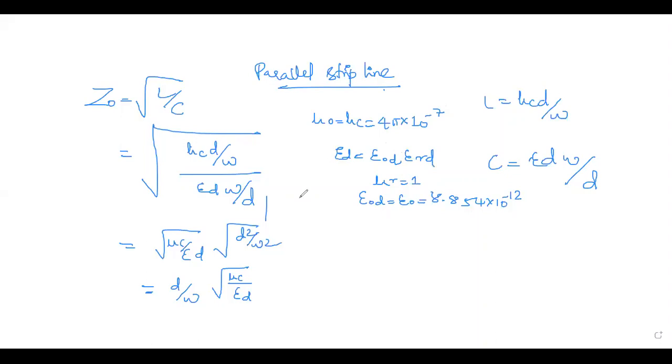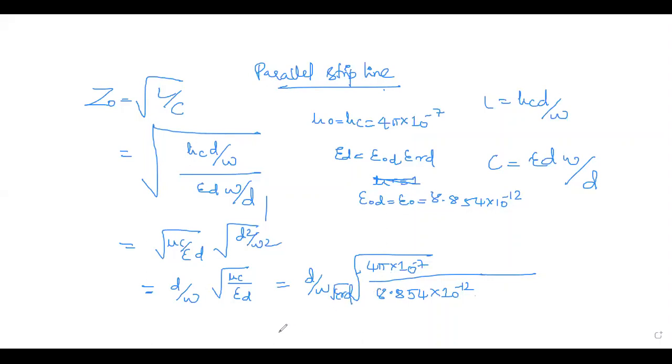Mu_r will be equal to 1. That is for mu_c, mu_r doesn't come here because directly you are writing for mu naught. So just substitute in the equation: D/W square root of 4 pi into 10 to the power minus 7 divided by 8.854 into 10 to the power minus 12, again divided by square root of epsilon_rd.